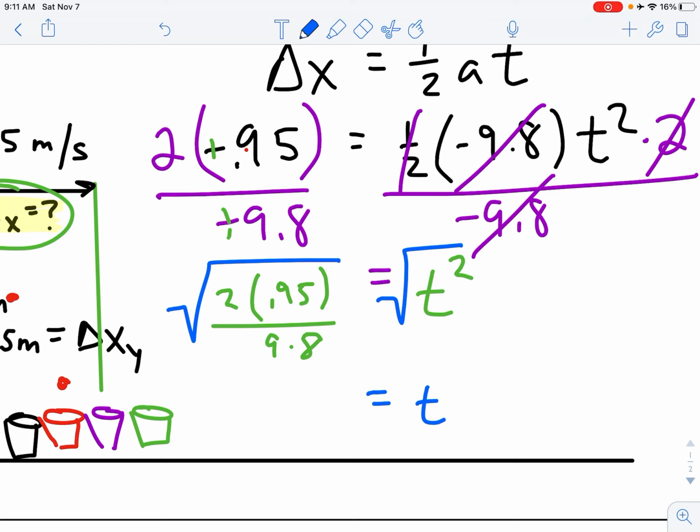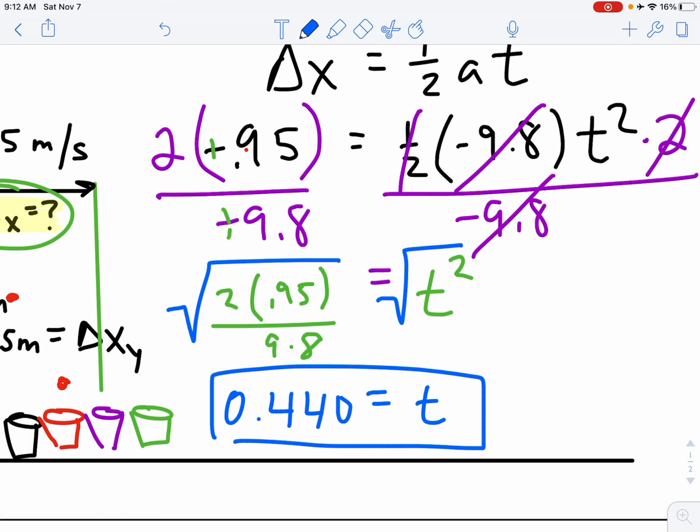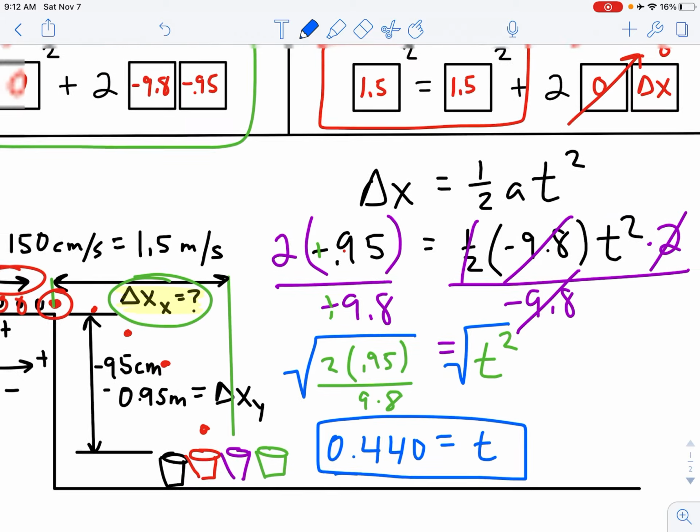And I've got 2. Give me a second. 2 times 0.95, that gives me 1.9, divided by 9.8 gives me 0.193. Take the square root of that, I get 0.440 seconds. So that's my time, right? So that's the value, that's the amount of time it's in the air.